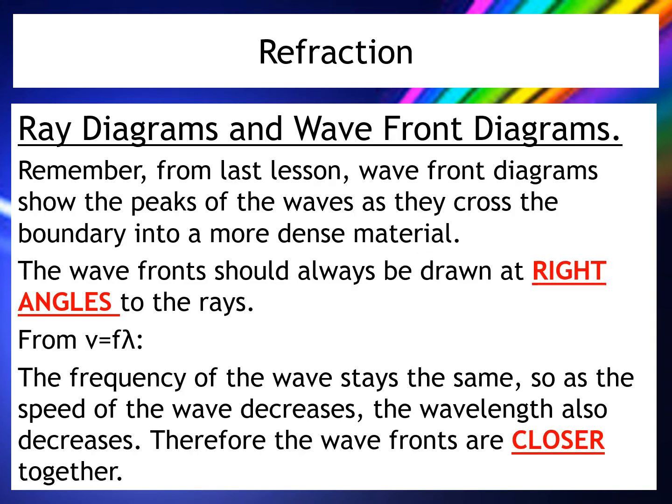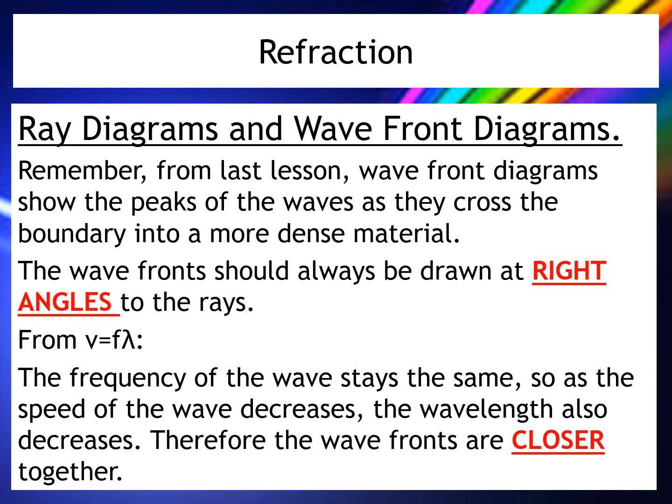Now in the last lesson we looked at both ray diagrams and wavefront diagrams for reflection. And we need to be able to do exactly the same for refraction. This is particularly true for the triple science course. You're much less likely to see this if you're doing the combined science course. As a reminder, when we're drawing the wavefronts, we start with the ray diagram, add the wavefronts afterwards. They should always be drawn at right angles to the rays.